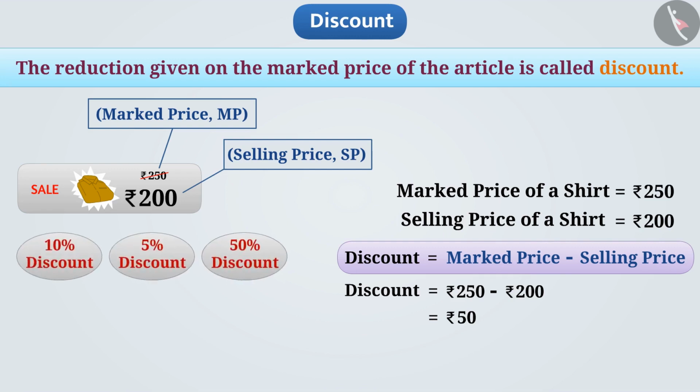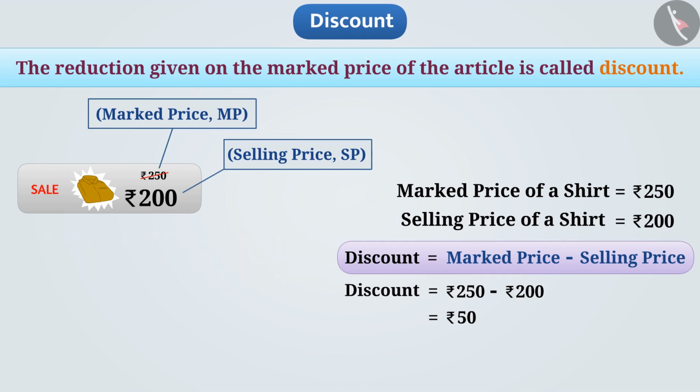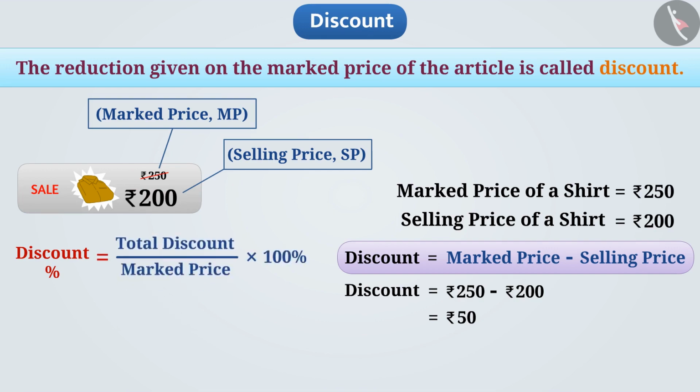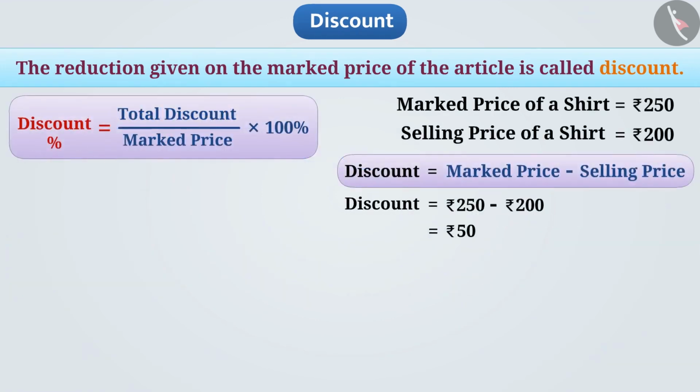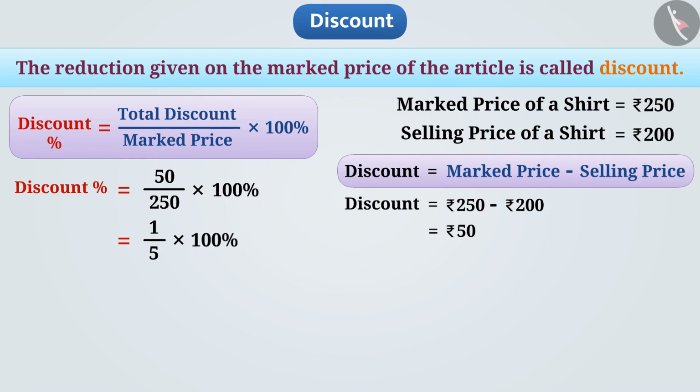Mostly, the discount is given as a percentage. Therefore, we will calculate the percentage of discount in this case. Since the discount is given on the marked price, we consider the marked price as the base using which we represent the discount in percentage. This is how we do it. Here, discount is equal to 50 divided by 250 multiplied by 100%, which is equal to 1 divided by 5 multiplied by 100%, which is equal to 20%.